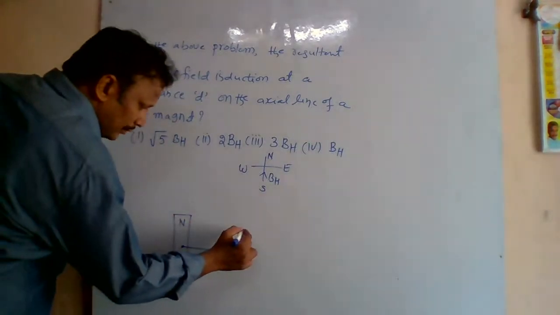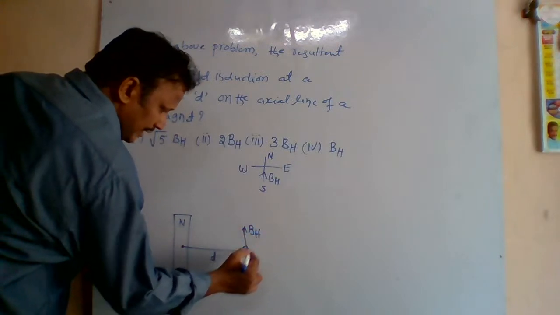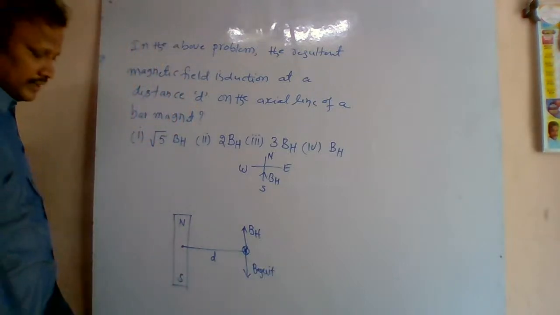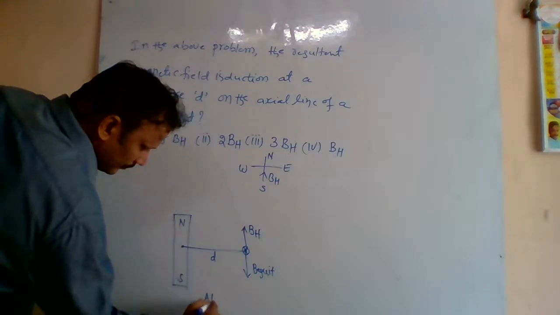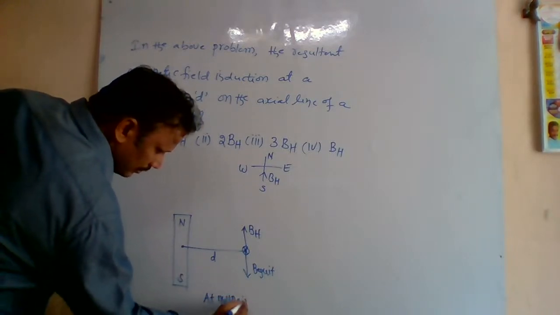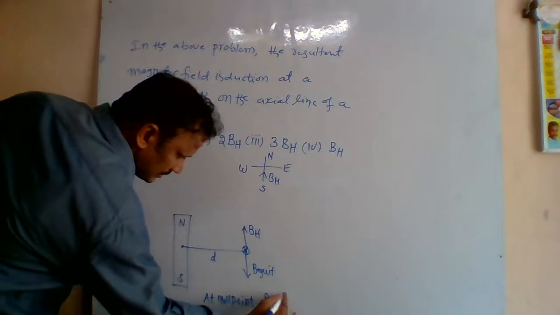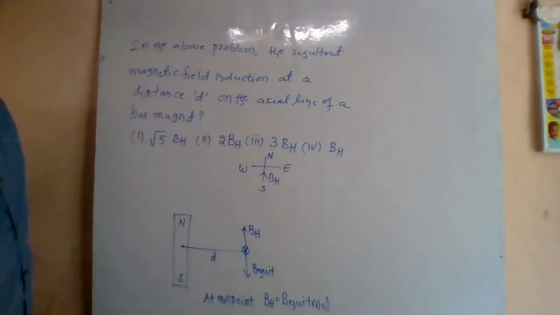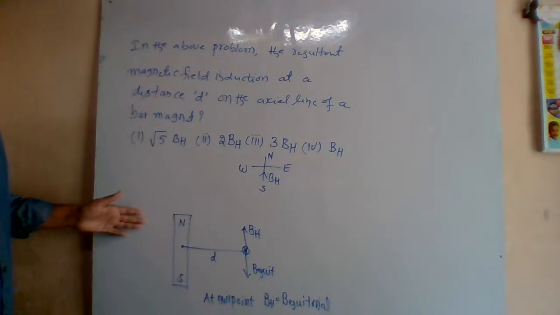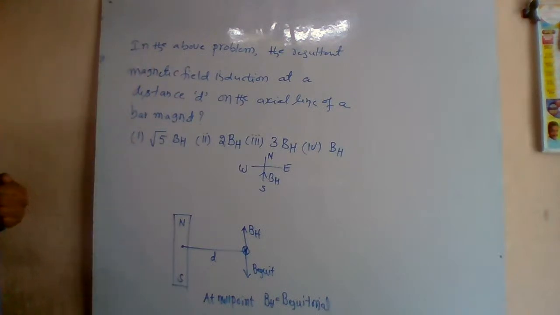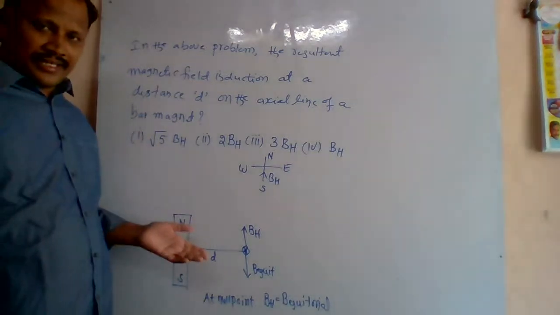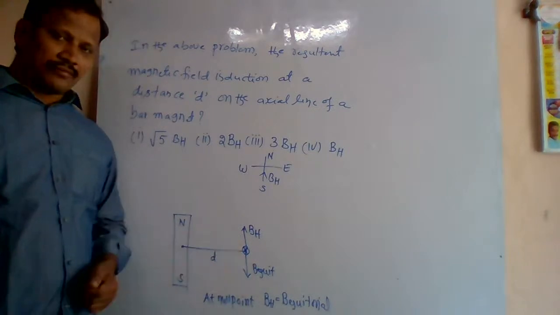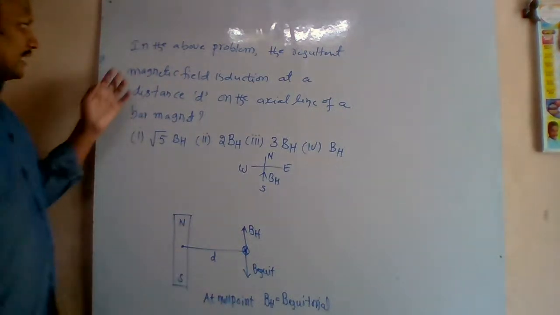So at this null point, what happened? Two fields are acting. One is BH, second one is B equatorial. Therefore, at null point, BH is balanced by B equatorial. This is the given data. The north pole of the bar magnet is pointing towards geographical north. At a distance d, we will get null point. That point is on equatorial. At that null point, BH is equal to B equatorial. Right? Now, in second situation, what happened?